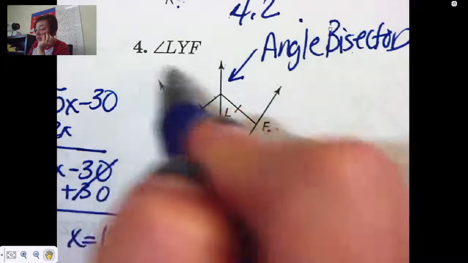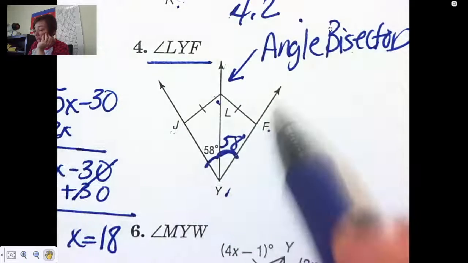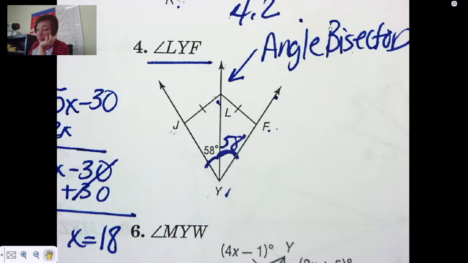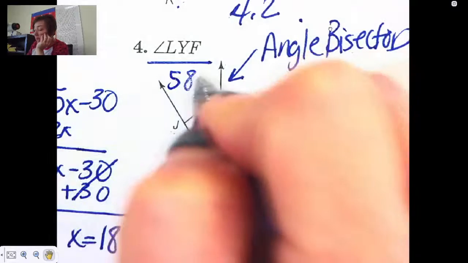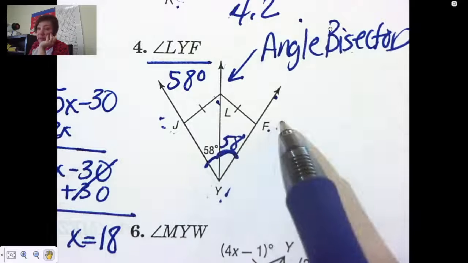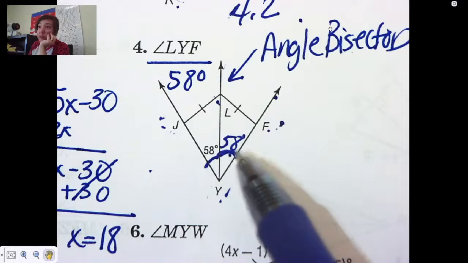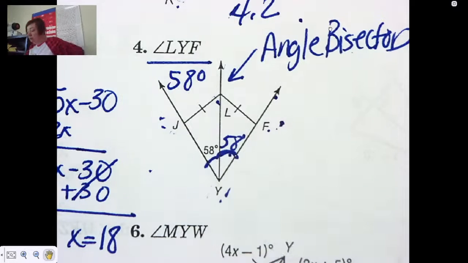So if they're asking us for LYF, what's our answer? 58. What if they had asked us for JYF? You just add them. 58 plus 58, or 58 times 2. There's 2 of them. Right.